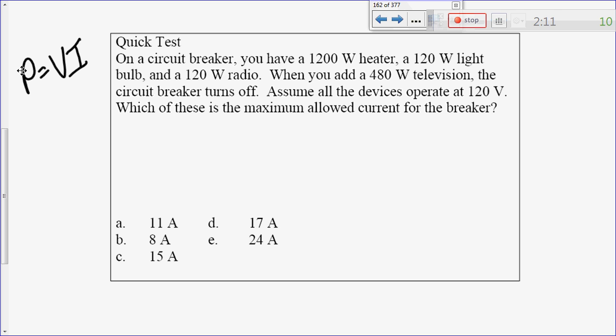About 15 more seconds. Or we'll go to 2:36. 10 seconds. Just a few seconds.